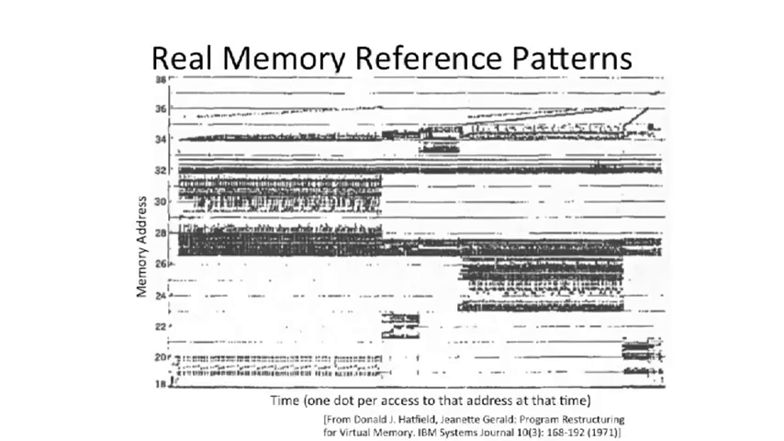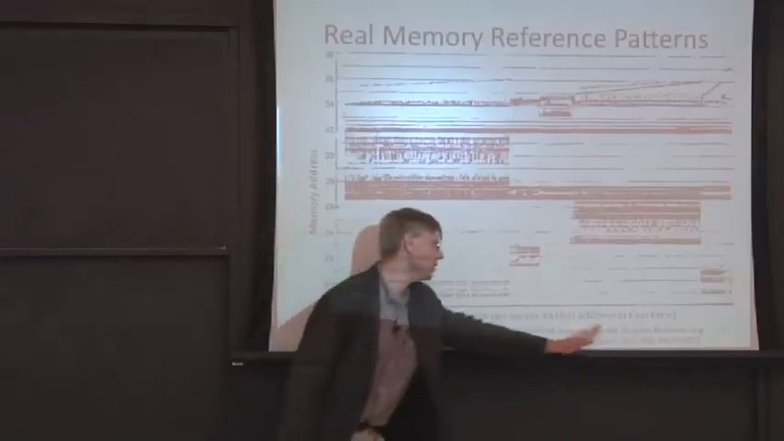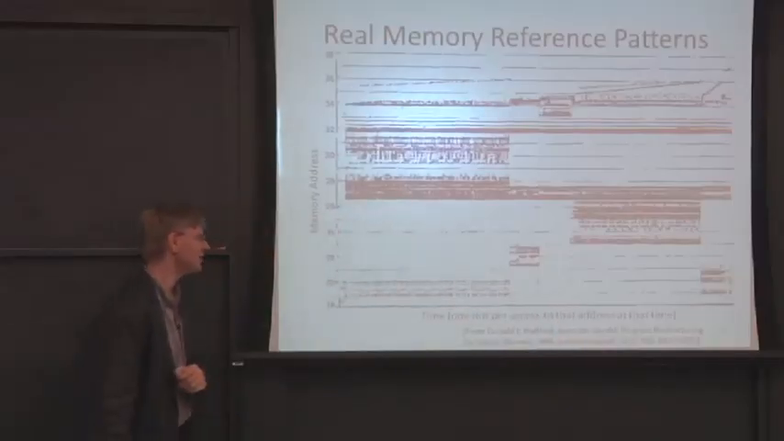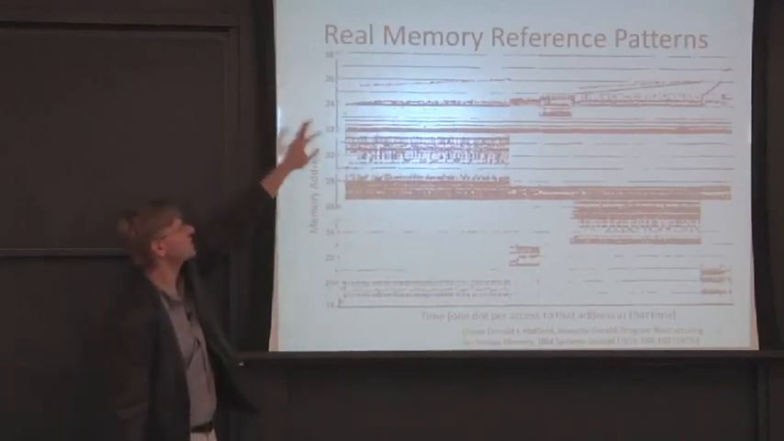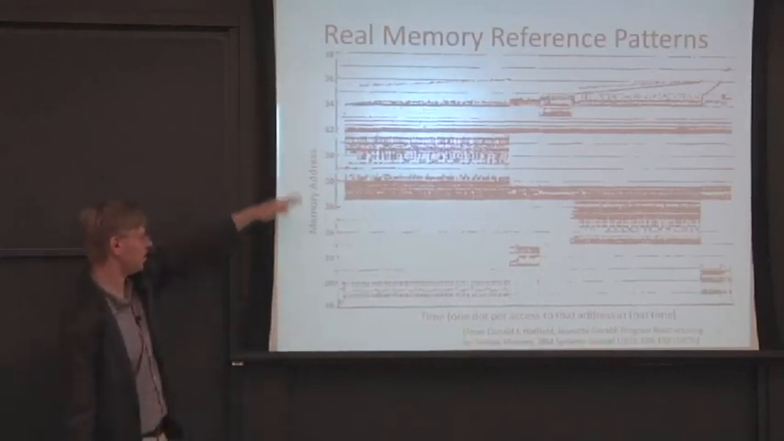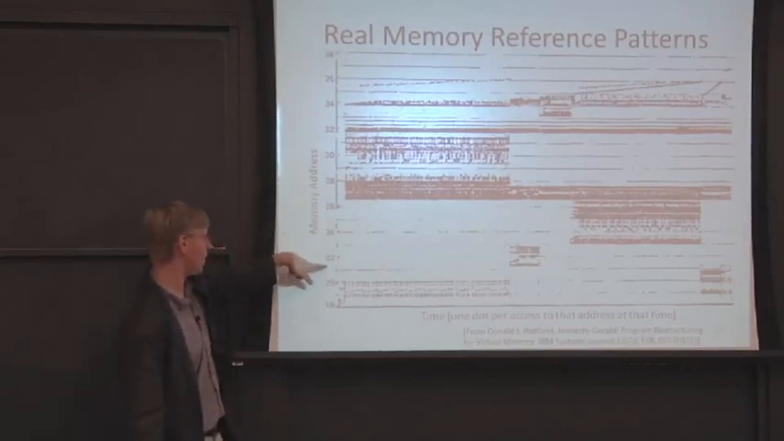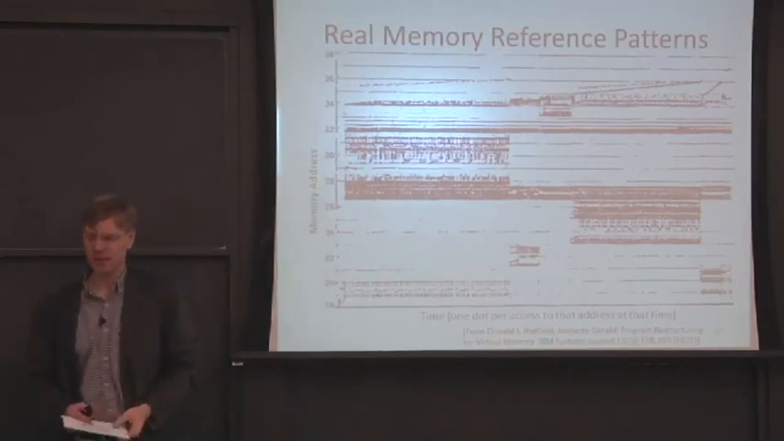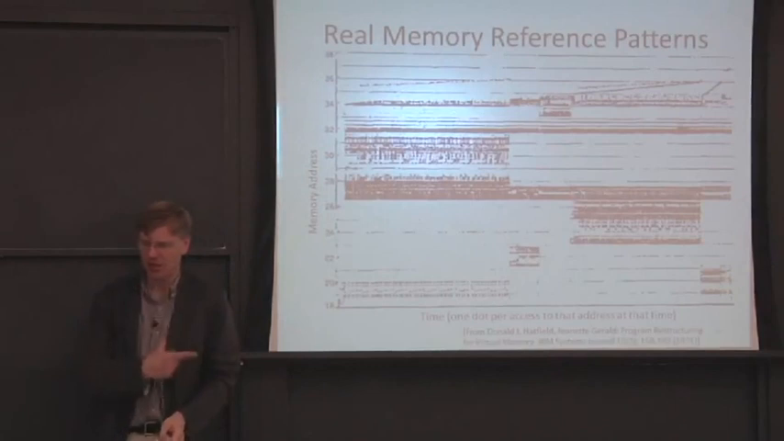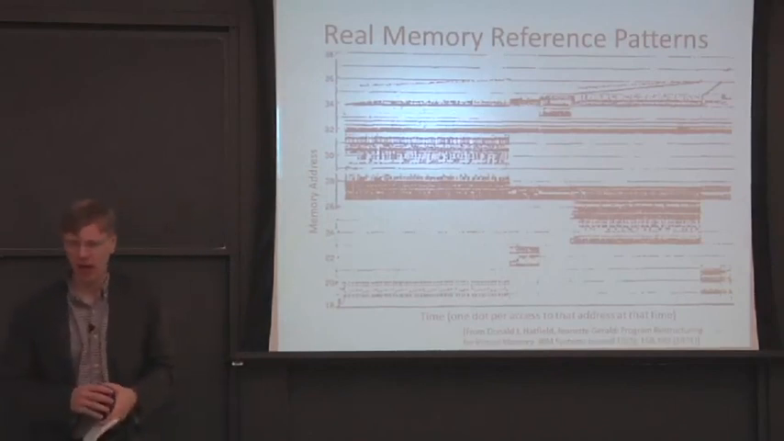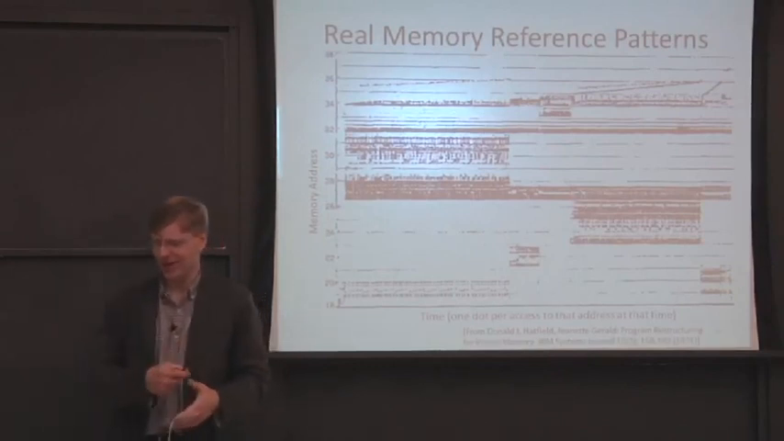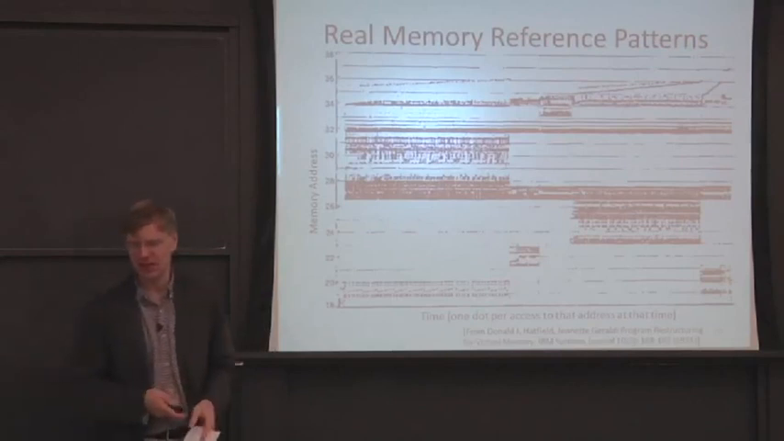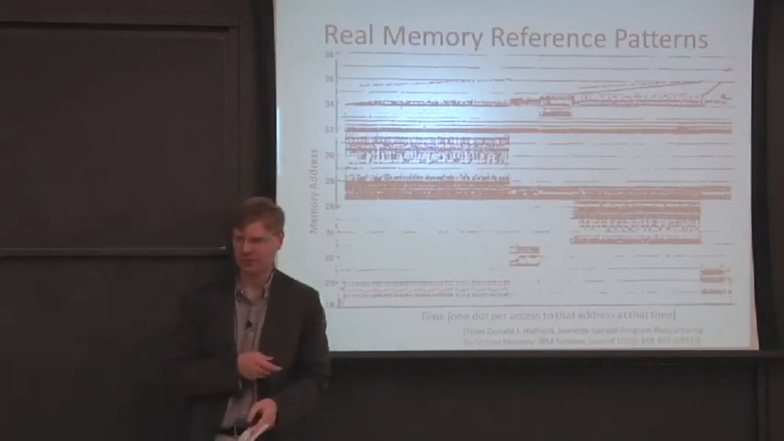OK, so let's look finally at a real memory reference pattern, or real memory reference trace. And this has the same axes of what we saw before. We have time, and there's one dot per access. And then we have memory addresses. I don't know what the unit on the vertical is. It's probably in thousands or millions or something like that. And this is from a study that some people at IBM did many years ago. But we're going to look at this and see different patterns show up here.